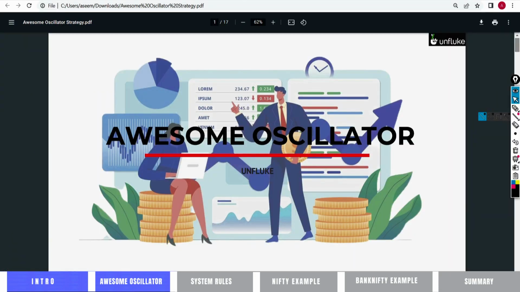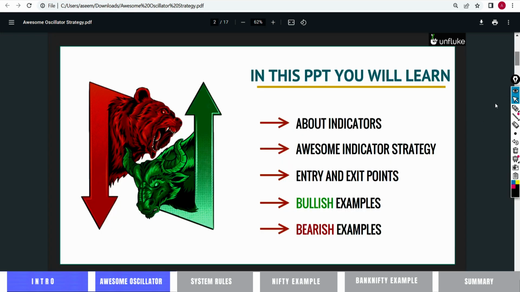So let us now see how Awesome Oscillator works in a little more detail. So I'll be talking about what is this indicator, what is the strategy that we use, what are our entry and exit points, and finally we'll see some bullish and bearish examples. We'll also see it on live charts.